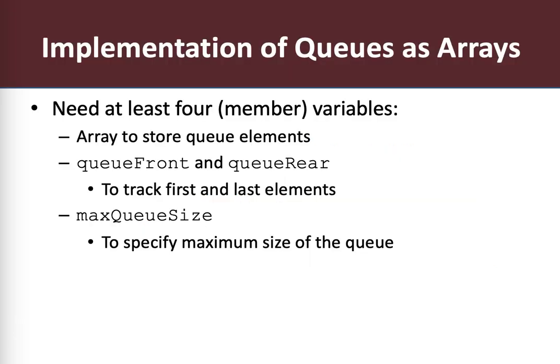Before giving the definition of the class to implement a queue as an ADT, we need to decide how many member variables are needed to implement the queue. Of course, we need an array to store queue elements. The variables queueFront and queueRear keep track of the first and last elements of the queue, and the variable maxQueueSize specifies the maximum size of the queue. Thus, we need at least 4 member variables whenever we want to implement a queue as an array.